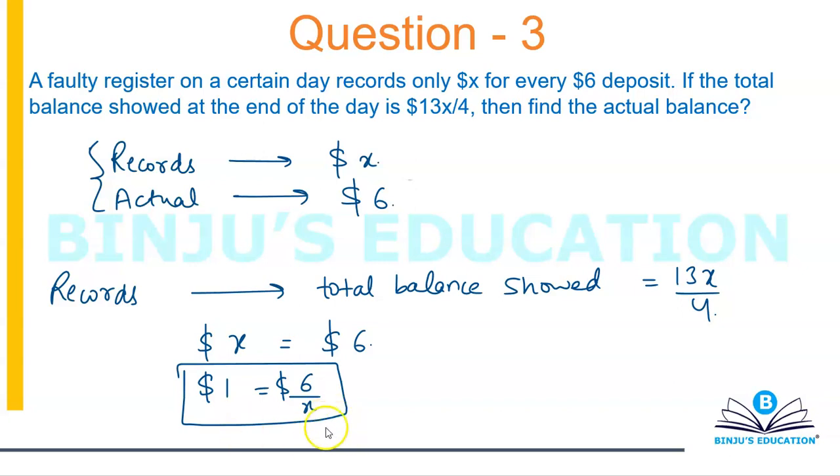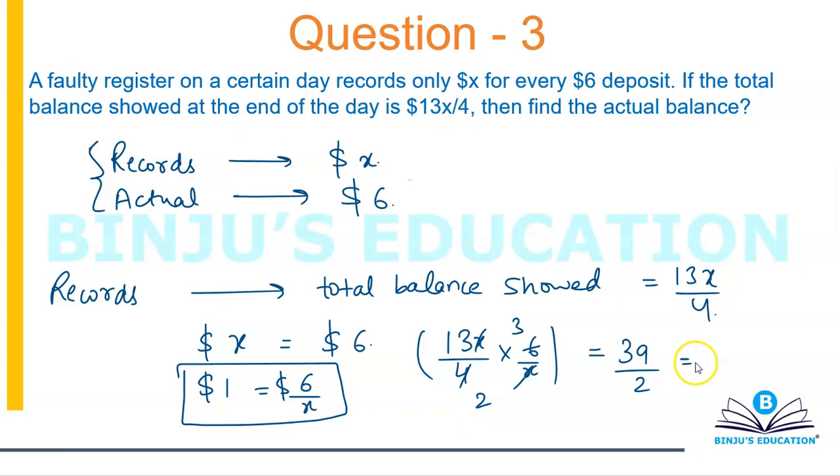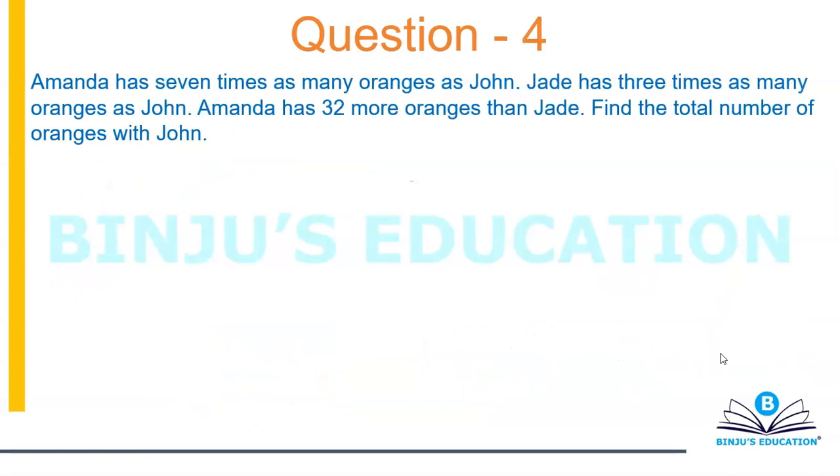Now what we are going to do is multiply 13x by 4, that is the total recorded balance, with 6 by x. So this is going to cancel, this is going to cancel, this will become 2, this will become 3. So this will basically become 39 divided by 2, which is $19.5. So x dollars represent 6, then 13x by $4 would represent 19.5, and that's your answer. Alright, pause the video and try this question number 4, please.